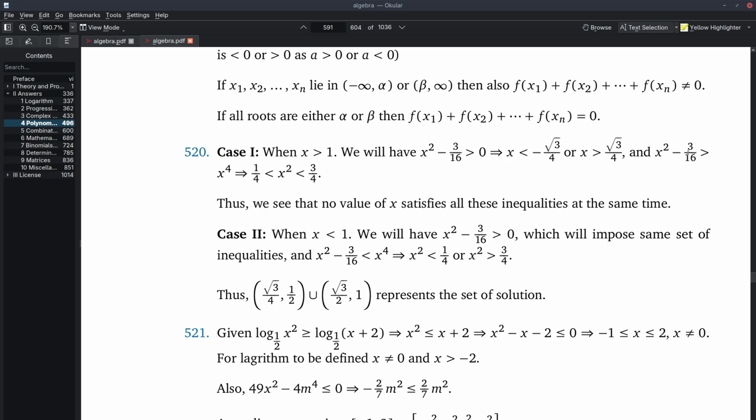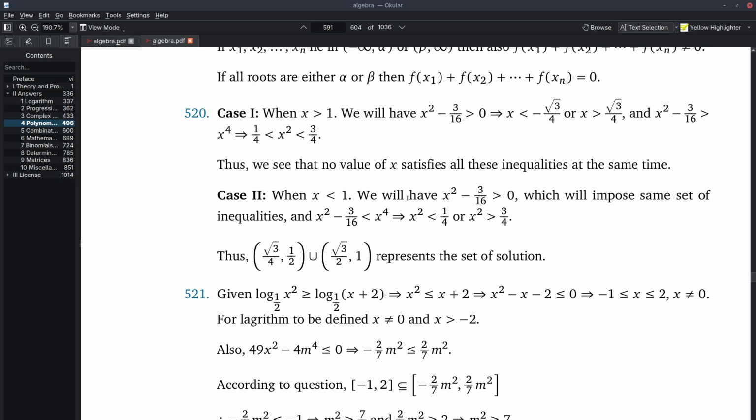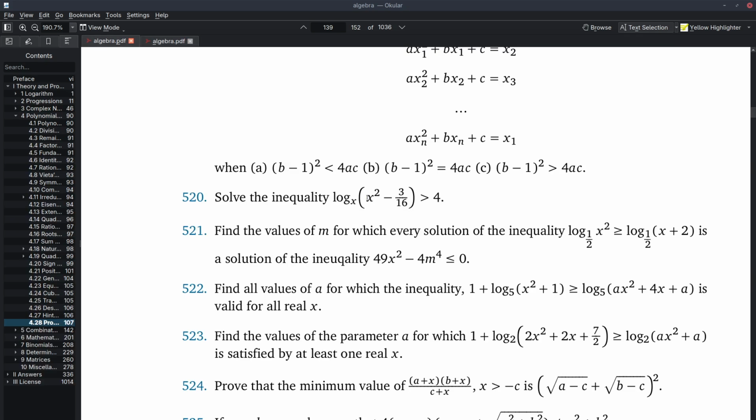Now x squared minus 3 by 16 greater than x to the power 4. So we see that 1 by 4 will be less than x squared less than 3 by 4. So we see that no value of x will satisfy the inequalities at the same time. You have to solve this inequality, okay? You take x squared is equal to y and then you solve. Now when x is less than 1, we will have x squared minus 3 by 16 greater than 0. Why it would be greater than 0 is because x squared minus 3 by 16 will be less than 1, okay?